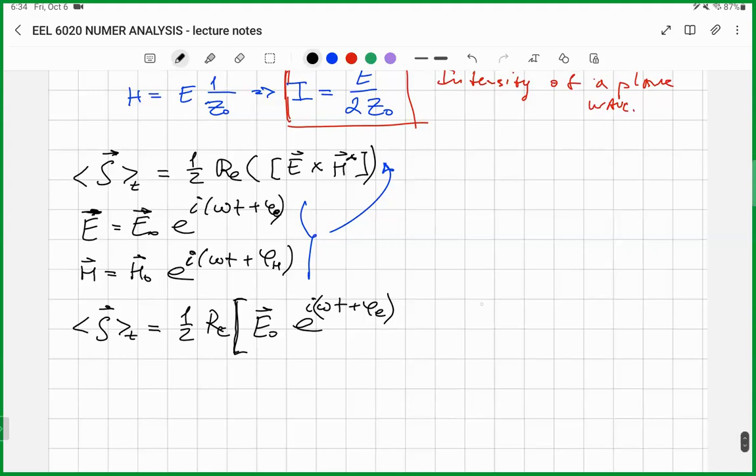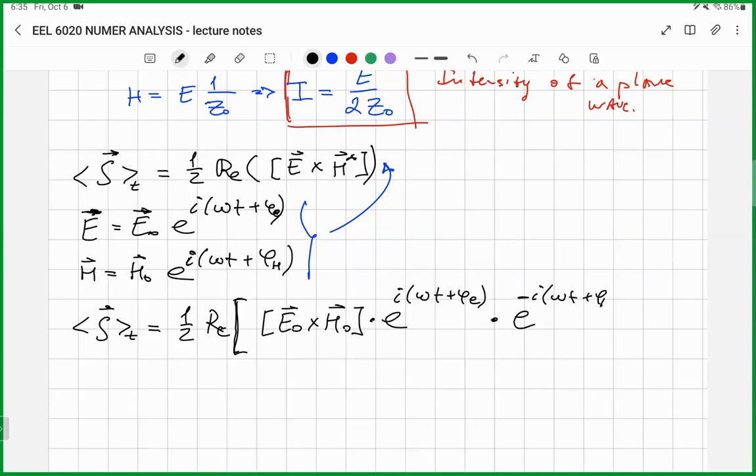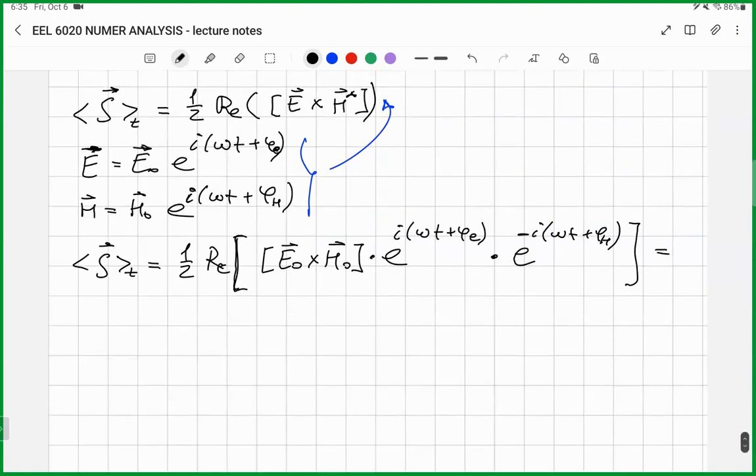And the cross product. So let me write it like this. I write E amplitude cross H amplitude. Then after that I take this exponential function, e to the power of i(omega t plus phi_e), times the second one, which is the complex conjugate. So it's going to be e to the power of minus i(omega t plus phi_h).